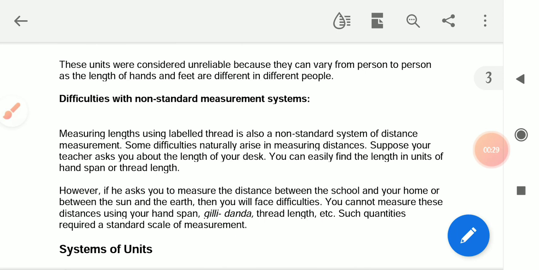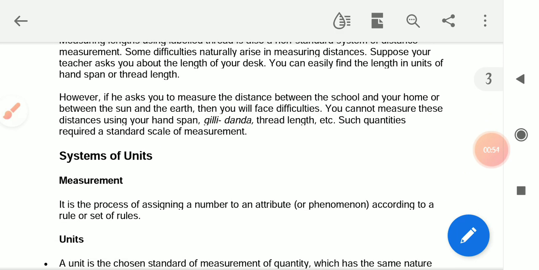Suppose a teacher asks about the length of your desk. You can easily find the length in units of a handspan or thread length. However, if he asks you to measure the distance between the school and your home, or between the sun and the earth, then you will face difficulties. You cannot measure this distance using your handspan, gilli danda, thread length, etc. This quantity requires a standard scale of measurement.